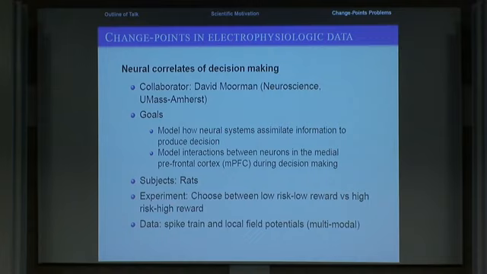Now, for a long time, neuroscientists only looked at single neuronal responses. That's what they've been used to. But now you really want to look at the interactions between these neurons, particularly in the medial frontal cortex of the rat's brain. So now our data here consists of spike trains and local field potentials.